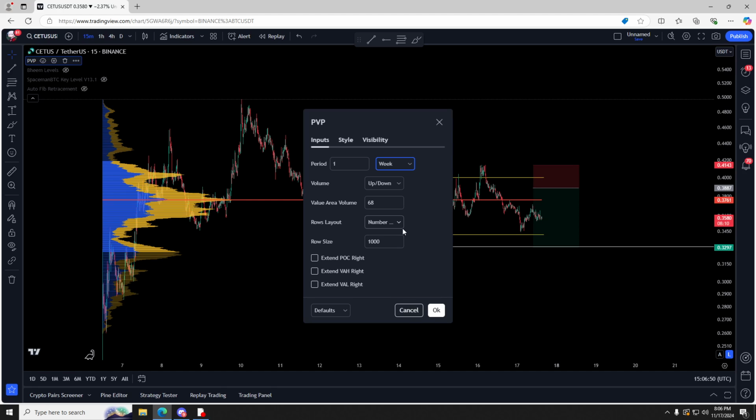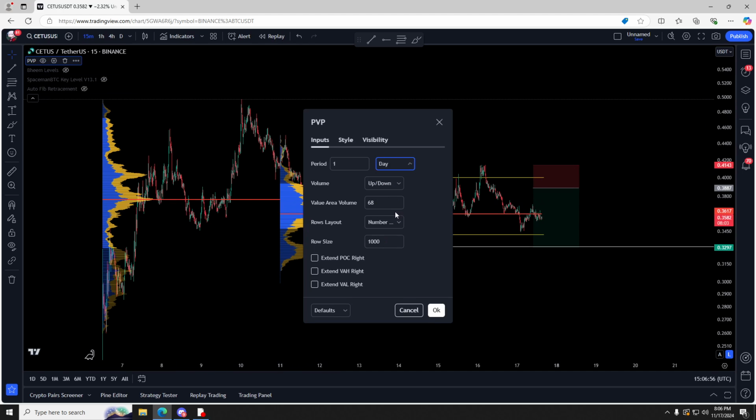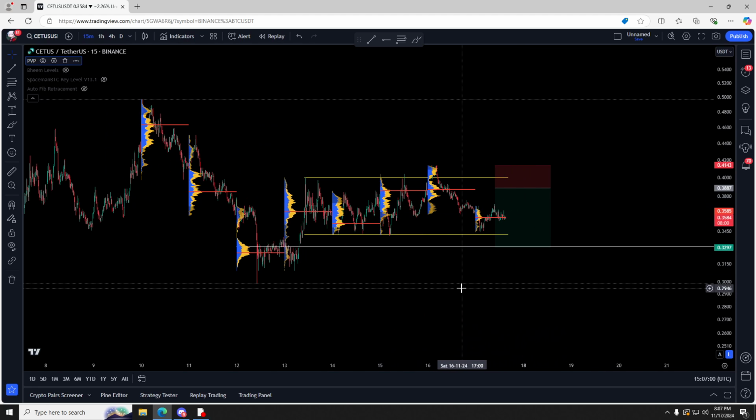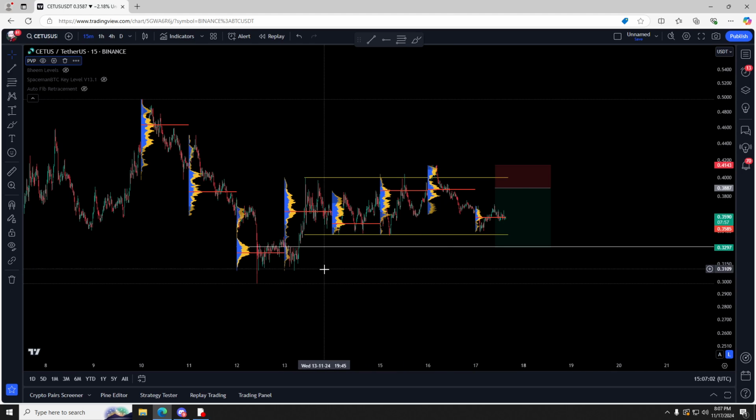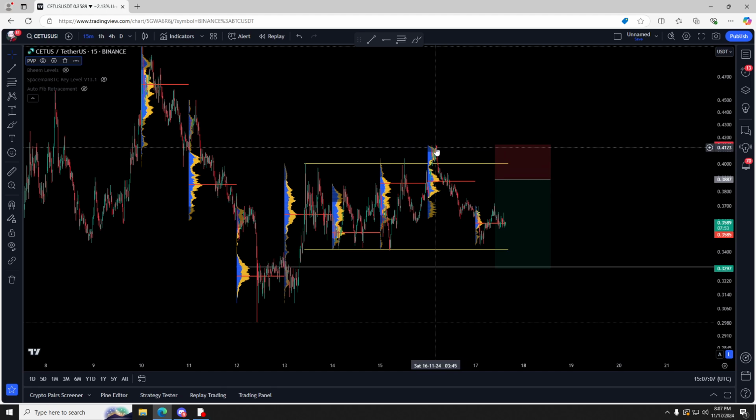If I take it to the weekly, it will be a little bit different, because on the weekly it gives me another POC over here, and if I go on the daily, it will give me even more, probably like that. So the lower time frame you go, the more volume profiles you get. As you just saw, I drew my manual volume profile from here to here for my short position on CETUS, and it's exactly there on the indicator as well.